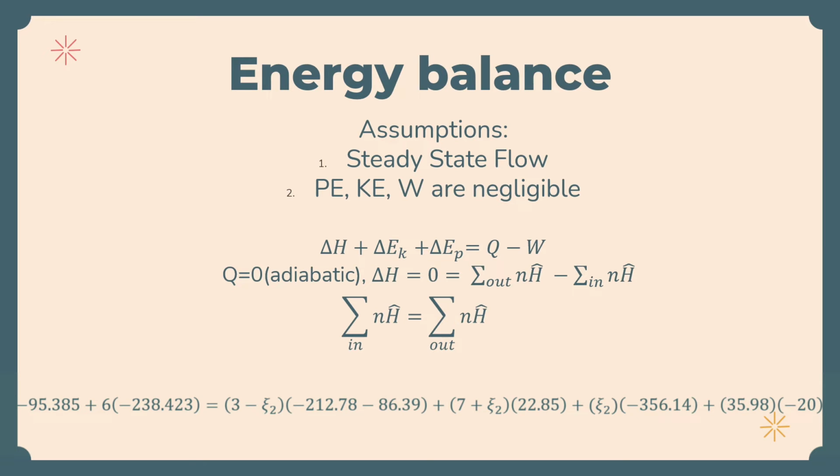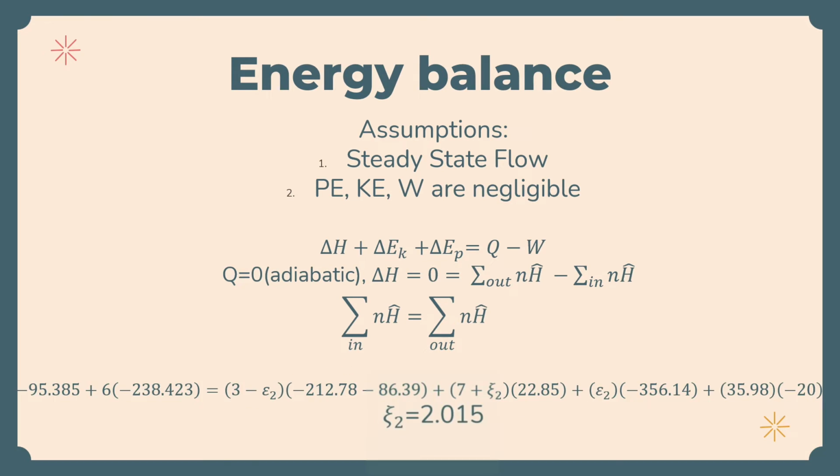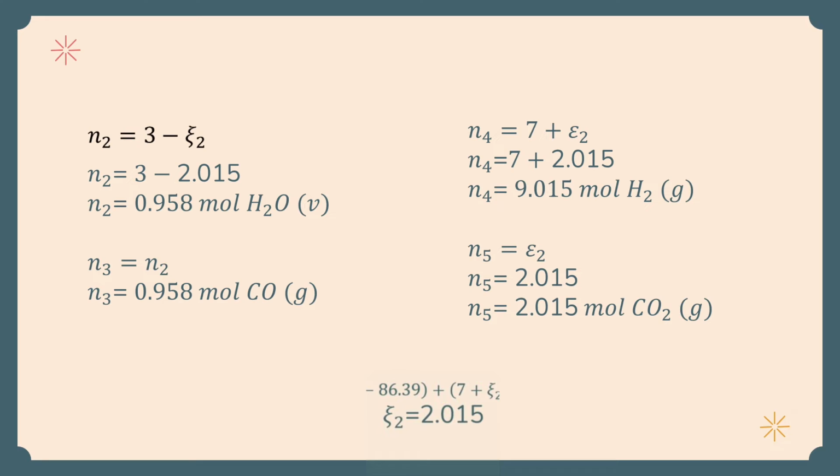After that, we will substitute all the values that we calculated previously into this equation. You can see we have the unknowns in terms of the extent of reactions because we use these as our unknowns previously. So we are going to substitute, this is the n, and then this is the H of that species. After we get the value of the extent of reaction 2, we can solve n2, n3, n4, and n5.